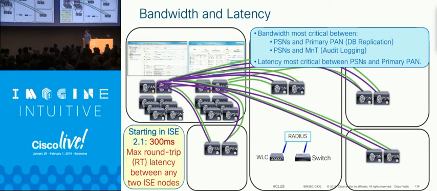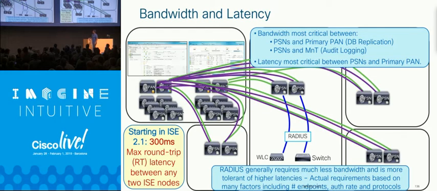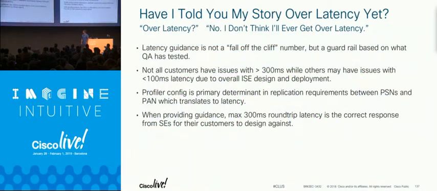So typically, the number that we have is 300 milliseconds starting with ISE 2.1, right? So these are the support numbers. The maximum round-trip latency between 2 ISE nodes should not be more than 300 milliseconds. If it's more, then you could run into some issues, right? Now, I do tell a lot of my customers that, yes, 300 milliseconds is something that we put out, but I work with customers and they have a latency of 400 or 450. It still works for them. So depending on the use case.